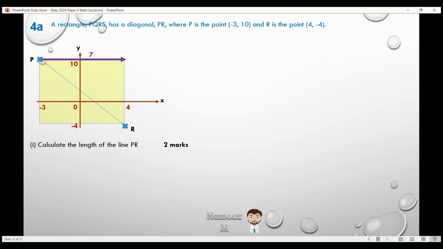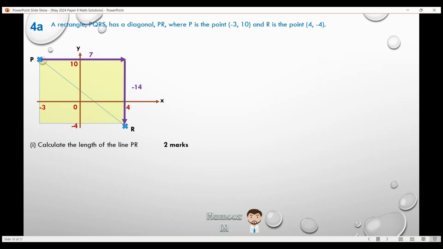And then we're coming down. We're starting at 10, and we're coming straight down to the position of R, which is at -4. So we're moving 10 and 4, which is 14. But we're moving that 14 downwards, so we'll label that as -14.